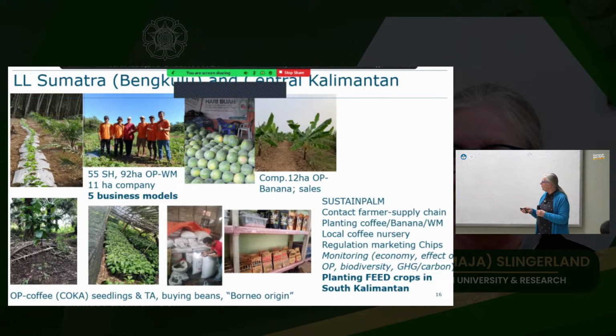And we're also going to do feed crops in South Kalimantan. But what you see here, our project, what we do, we facilitate the implementation. But for research, we monitor. We monitor the economics, we monitor the effect on oil palm, we monitor biodiversity, and we monitor the greenhouse gases and the carbon sequestration. And we also monitor the nutrient cycling. So that if there is good money, you also need to be sure that the other things are good.